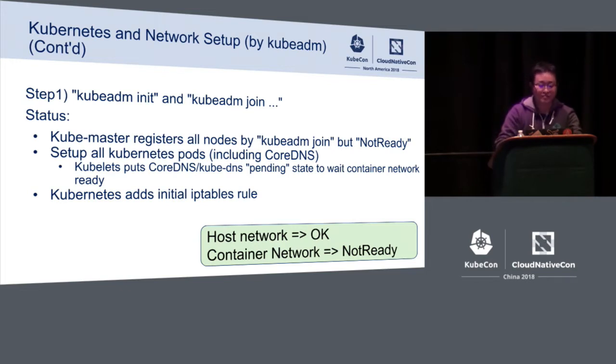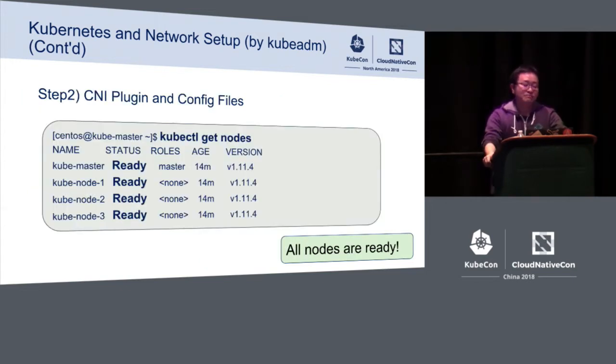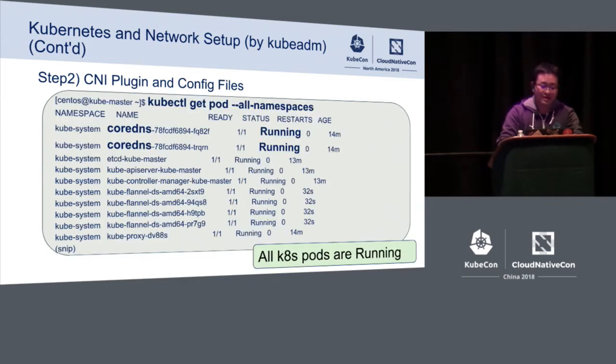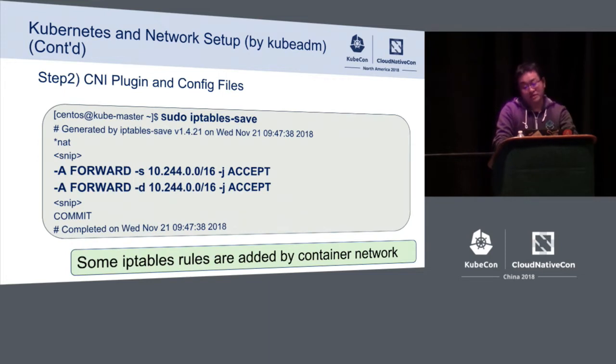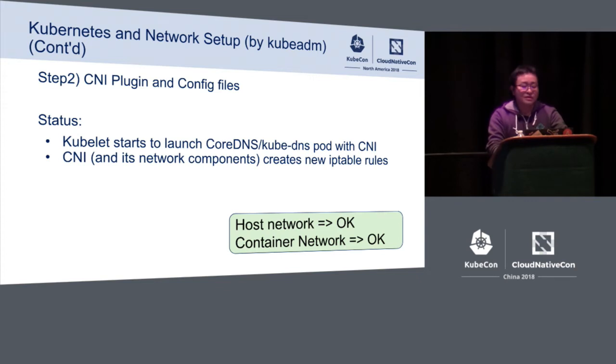We are still waiting. So once we copy the CNI plugin and the config file as well, at that time, the kubectl get node result goes to Ready. Then CoreDNS goes to running, and the new iptables rule is also added. So this means after the CNI plugin and the config file are copied into the node, not only the host network but also the container network is ready.